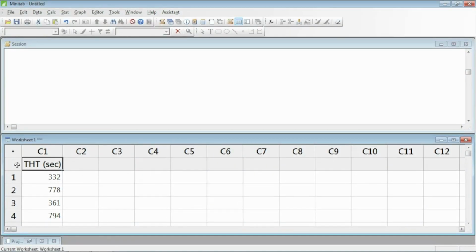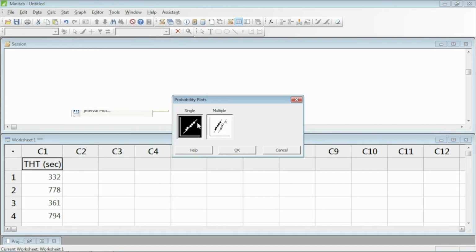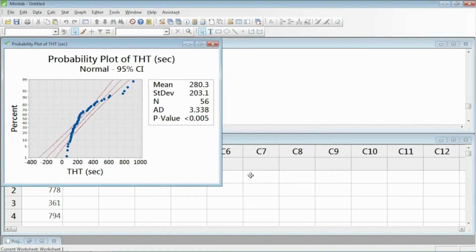I only copied the variable THT or total handling time into Minitab, but you can have the rest there too, doesn't matter. For the probability plot, we go to Graph, and then you find the probability plot over here. Select. We have a single variable, so we select single and OK. Well, we want to make a probability plot for total handling time. That's it. OK, let's have a look. This is a probability plot for the normal distribution. Let's make one for the log normal and the Weibull before we interpret the graph.